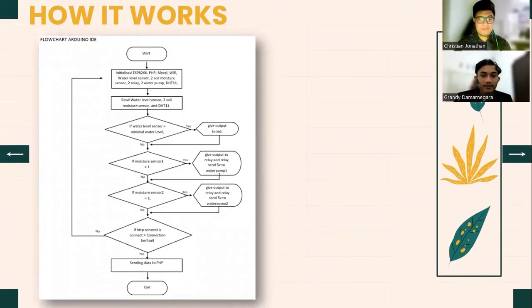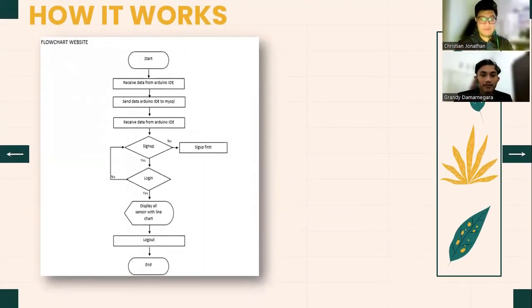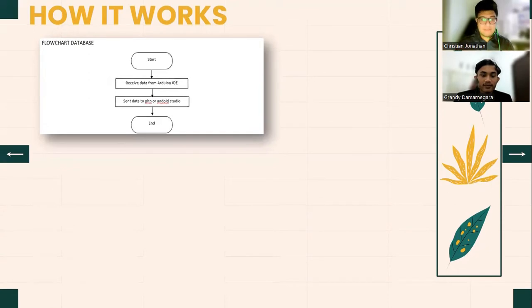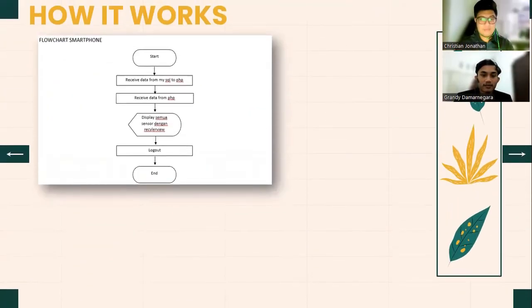And this is the flowchart for Arduino IDE. And then we have the flowchart for our website. After that, this is the flowchart for the database. And the last is the flowchart for the smartphone.